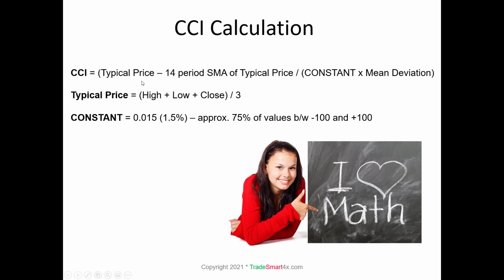So this is how you calculate the CCI. It's usually using the 14 period. That's the standard, but you can use whatever period, just like with moving averages. And you've got the typical price here, and this is what the constant is, so that most prices, 75%, will be between minus 100 and plus 100.